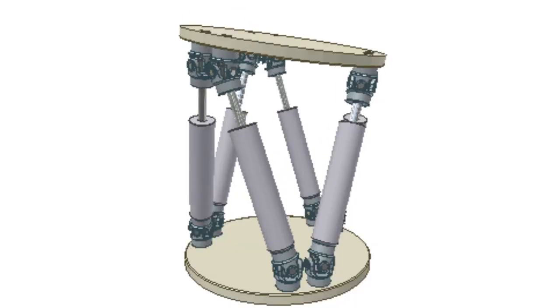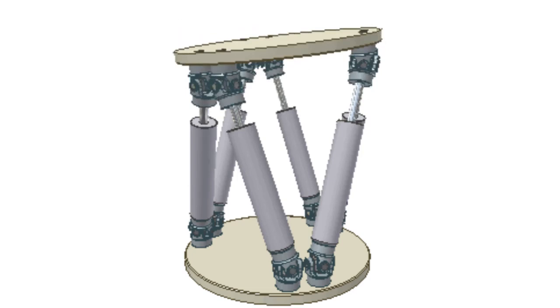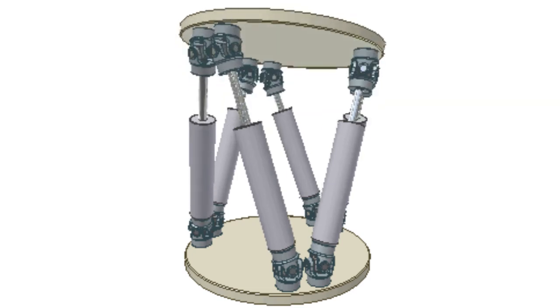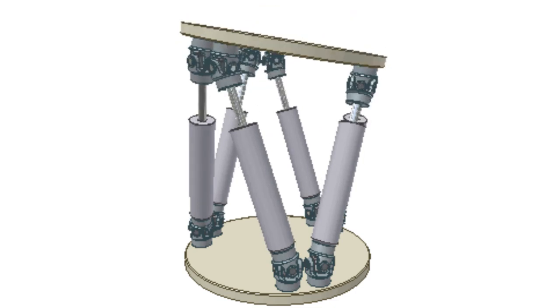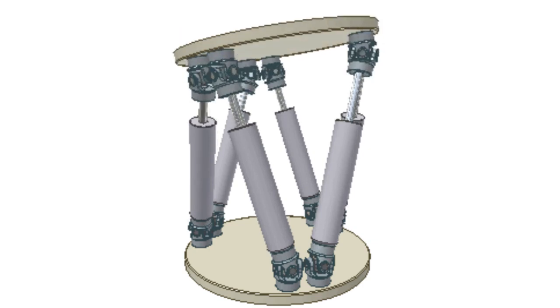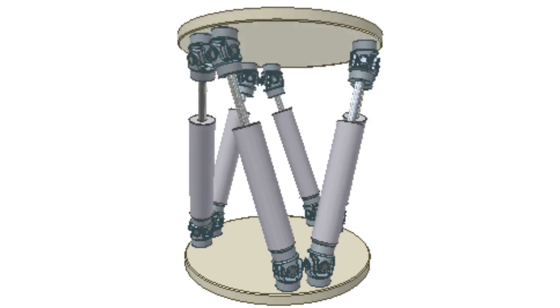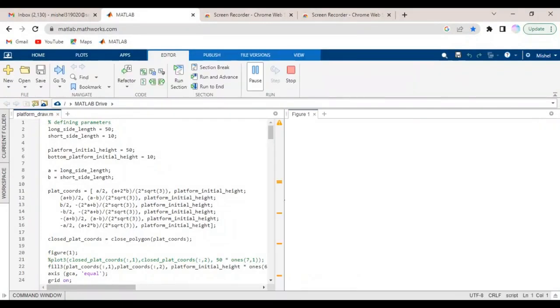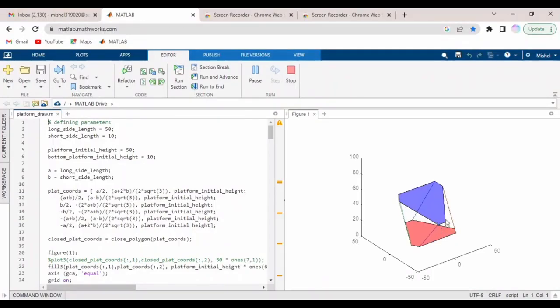A Stewart platform-based motion compensating system is designed, which works on the principle of inverse kinematics. A Stewart platform is a type of parallel manipulator that has six prismatic actuators, commonly hydraulic jacks or electric linear actuators. In the inverse kinematics of parallel manipulators, the input information is the position and orientation of the end effector, and the length or position of the actuators are calculated as the output.